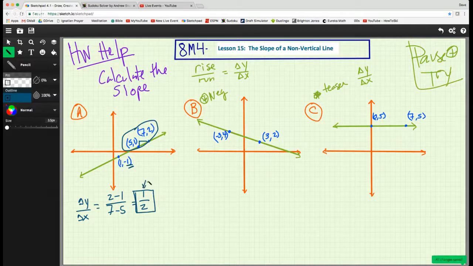There, we have a fraction for our slope. It's 1/2. Up 1 over 2. And we don't write that as a decimal. We leave it as a fraction because it's easier. Okay, now this one's interesting.